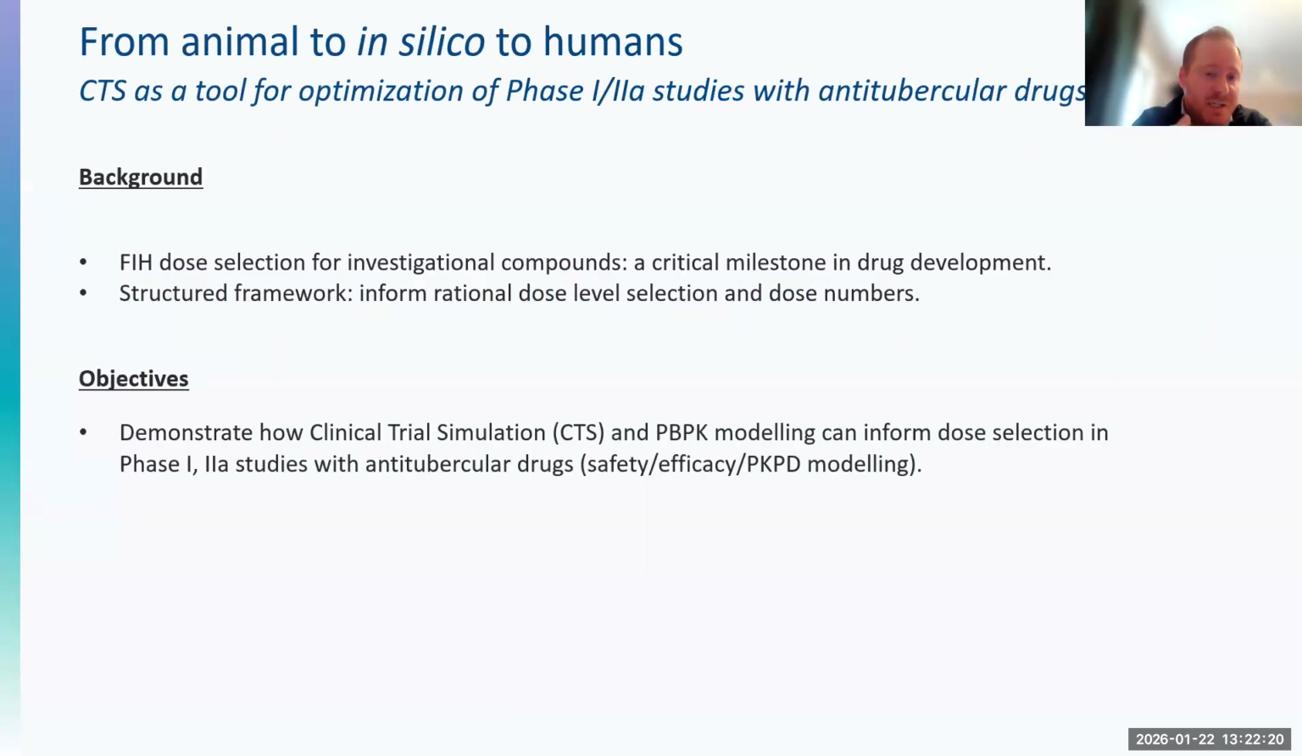A bit of the background: as Alessandro told you, first-in-human dose selection for novel compounds is a critical milestone in drug development, and therefore we need a structured framework to inform rational dose level selection as well as dose numbers. In this particular case, our objective is to demonstrate how clinical trial simulation as well as physiologically based pharmacokinetic modeling can inform dose selection in phase 1 as well as phase 2A EBA studies with anti-tubercular drugs, taking into consideration the safety and efficacy of the drug, and applying pharmacokinetic-pharmacodynamic modeling principles.